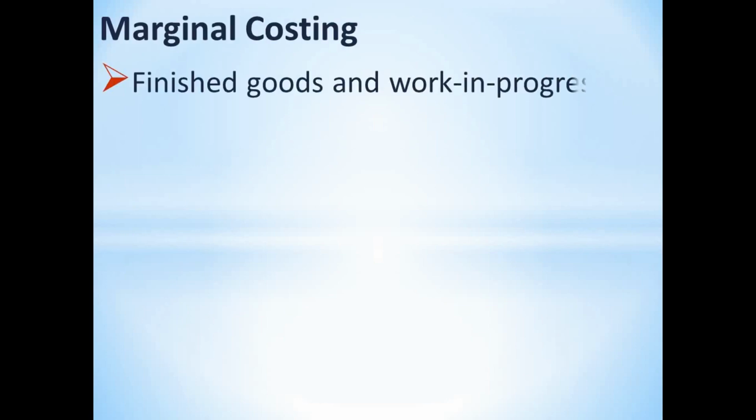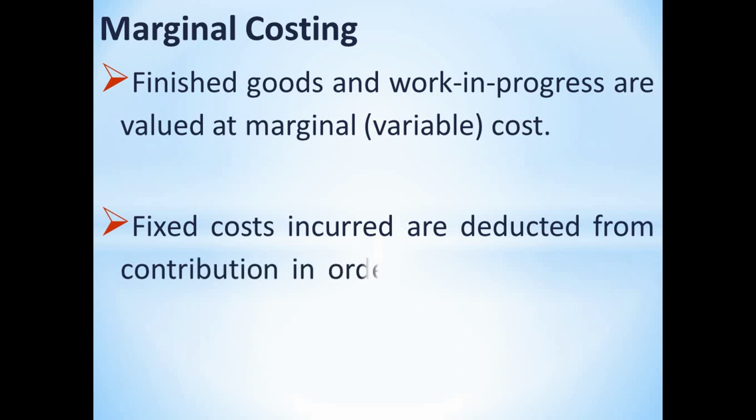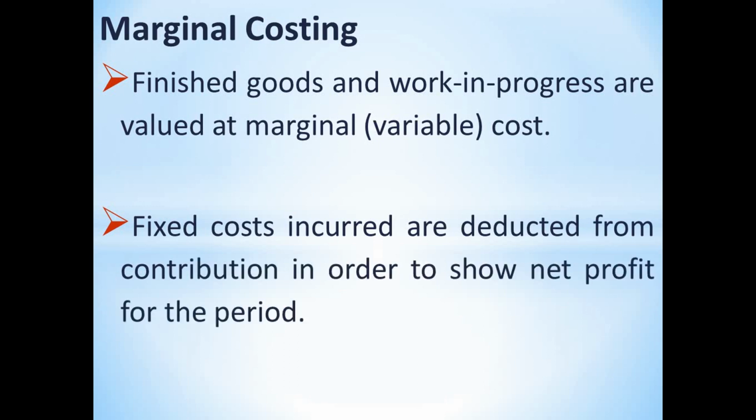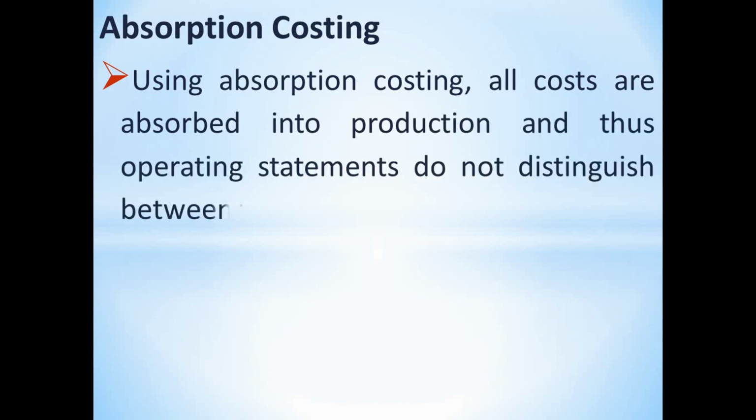Marginal costing. Finished goods and work in progress are valued at marginal, variable, cost. Fixed costs incurred are deducted from contribution in order to show net profit for the period. Absorption costing. Using absorption costing, all costs are absorbed into production and thus operating statements do not distinguish between fixed and variable costs.